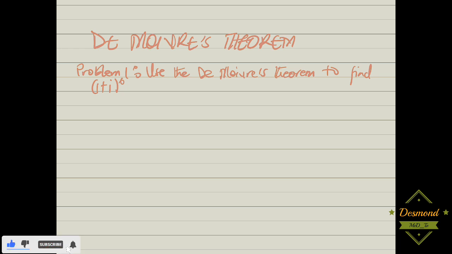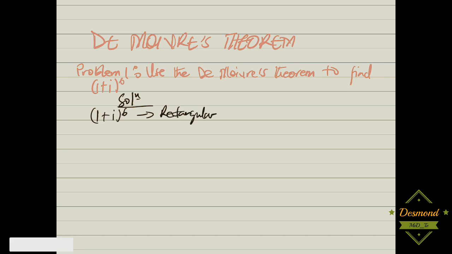So, our first step, the solution. We know our complex number to be (1 + i)^6. Now this complex number is in rectangular form. We need to convert this complex number into polar form. So how do we convert a rectangular form of a complex number into polar form? We need to find the modulus of the complex number and the argument of the complex number. So let's find the modulus.